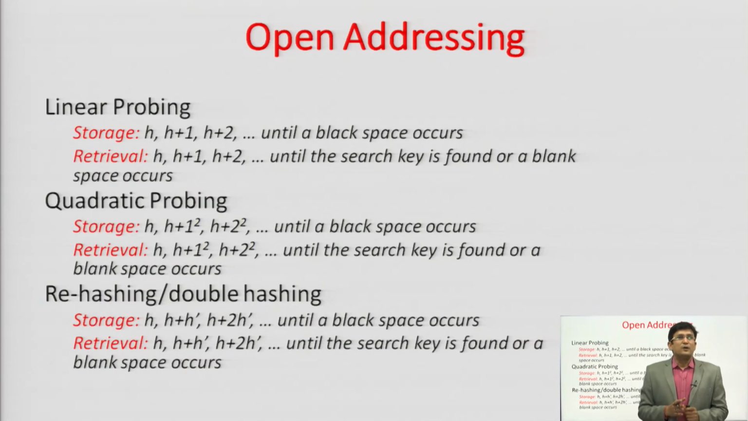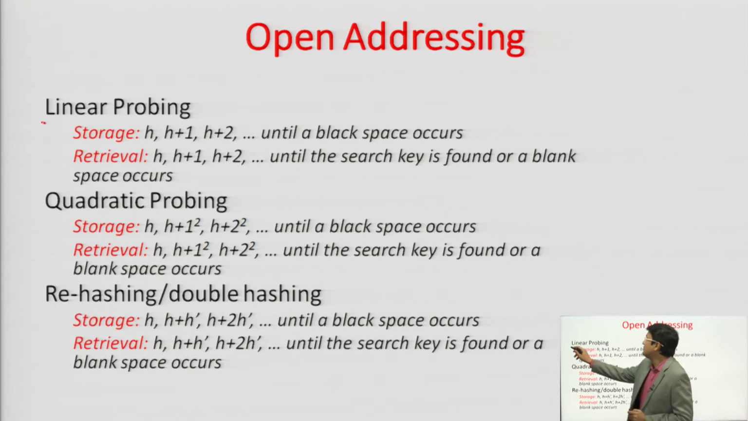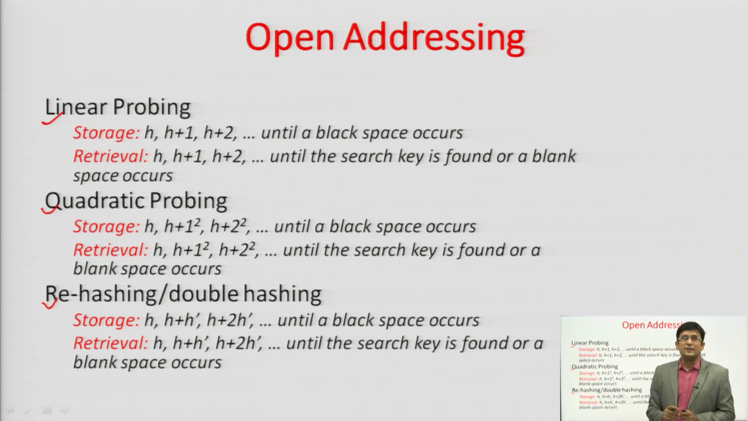ना आइए ओपन एड्रेसिंग के बारे में और देखते हैं. तो ओपन एड्रेसिंग मैकेनिज्म्स आर ऑफ 3 टाइप्स: लीनियर प्रोबिंग, क्वाड्रेटिक प्रोबिंग and double hashing or rehashing.